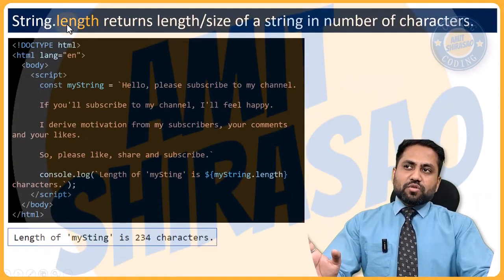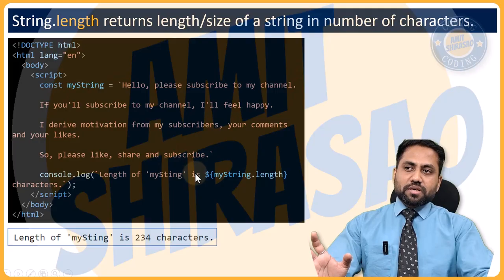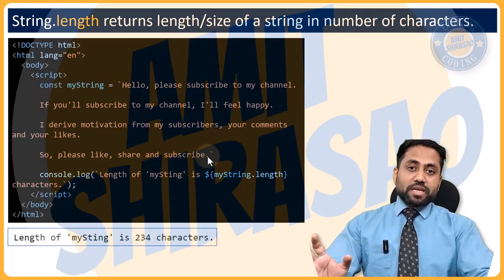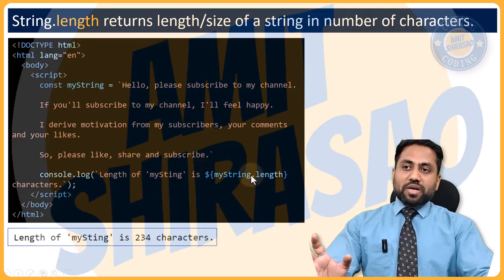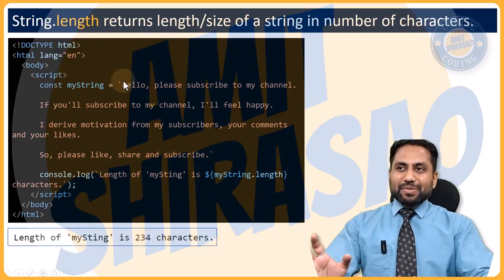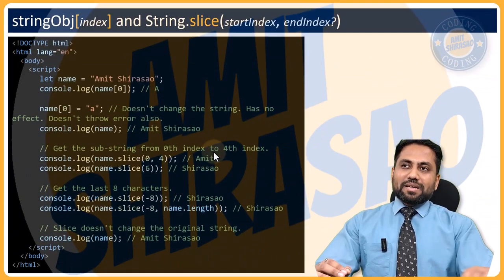What does dot length do? It returns the length or size of the string in number of characters. So for example, I've written such a big string. Now it's difficult for me to calculate how many characters it is. So I'll use dot length and I'll get the characters. It is 234 characters. Now imagine me counting these characters. It would really take a lot of energy.